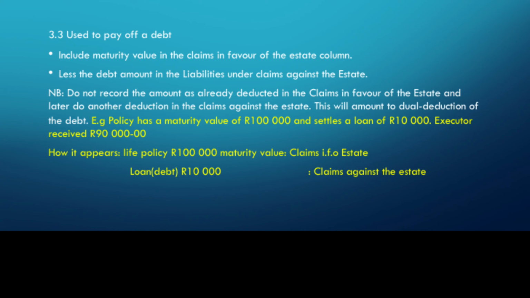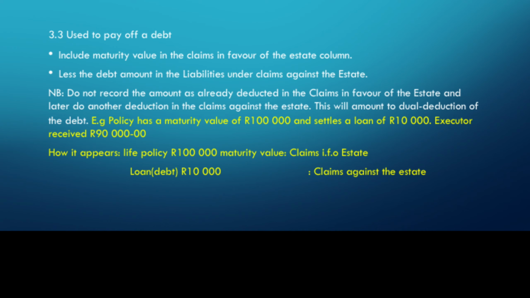So what do we do with this policy? Include the maturity value in the claims in favor of the estate column, then less the debt amount in the liabilities under claims against the estate. To note, do not record the amount as already deducted in the claims in favor of the estate, and later do another deduction in the claims against the estate. This will amount to dual deduction of the debt.